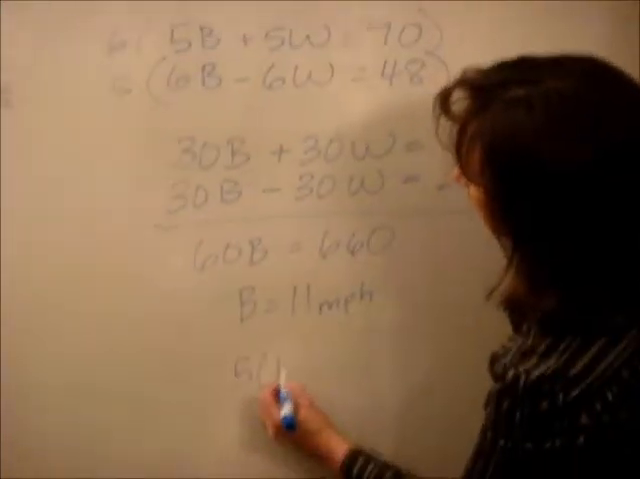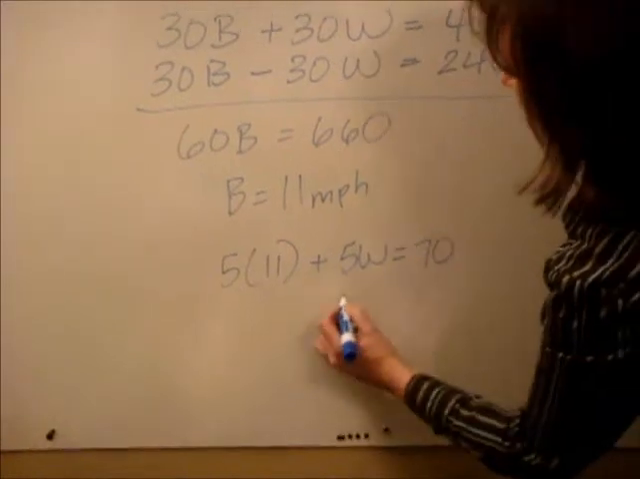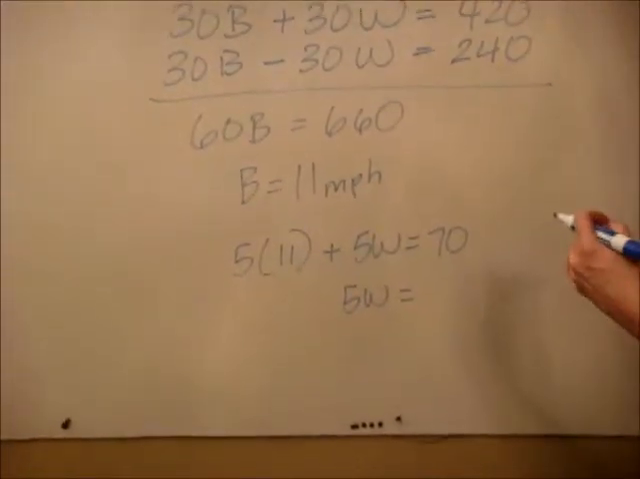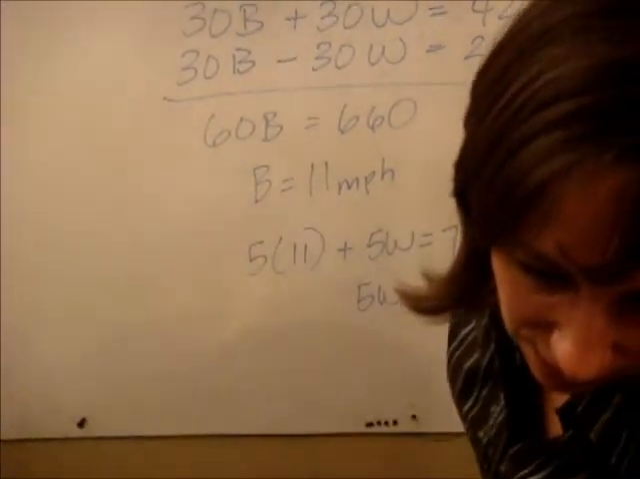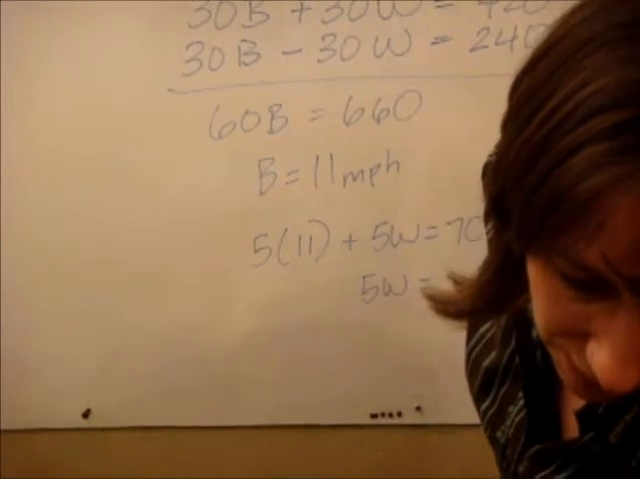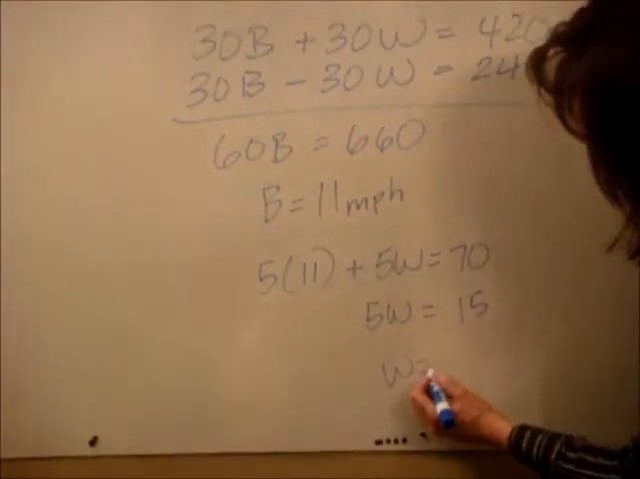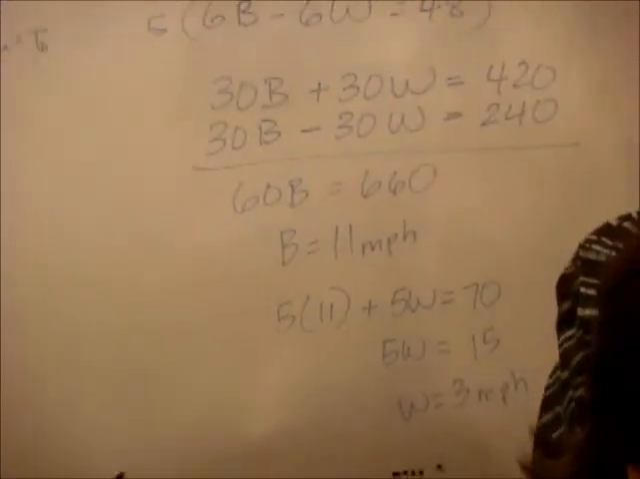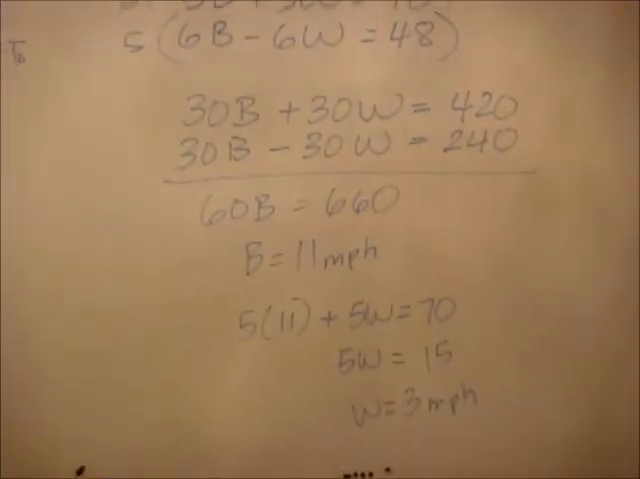So we have 5 times 11 plus 5W equals 70. 5W equals 70 minus 55. Did I do that right? Equals 15. And we get W equals 3 miles per hour. Just check that. So we have our two speeds.